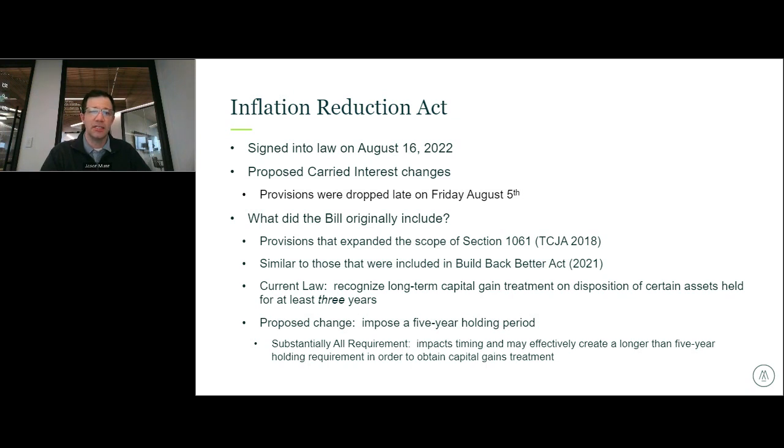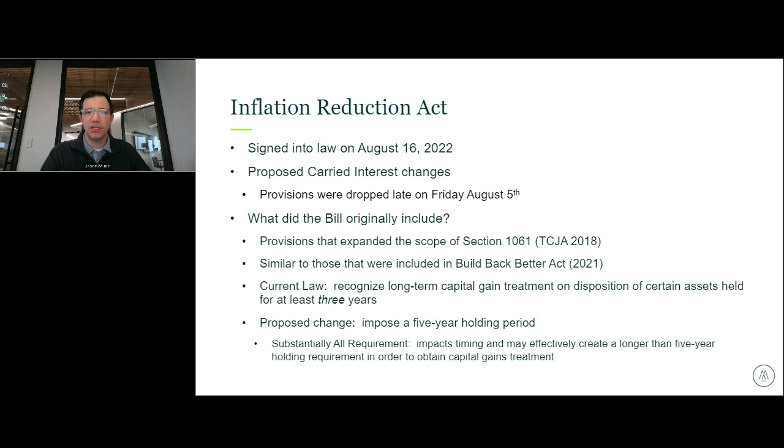It's important to realize, too, that the expansion of the 1061 rules that we saw preliminarily in the Inflation Reduction Act were similar to the early Ways and Means Committee language that were included in the Build Back Better Act. Of course, the BBBA was never signed into law in 21 and sort of led us to the path of the Inflation Reduction Act here in 22. But you can again see that that has been really at the forefront of congressional thought, if you will, as far as ways to be revenue raisers, honestly.